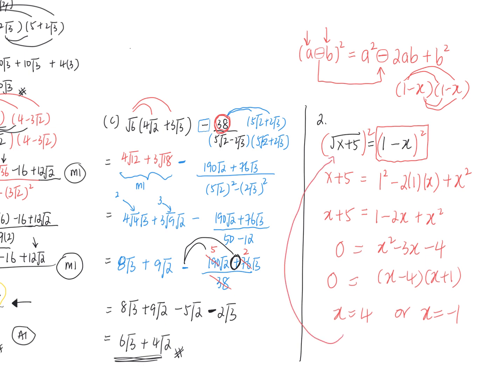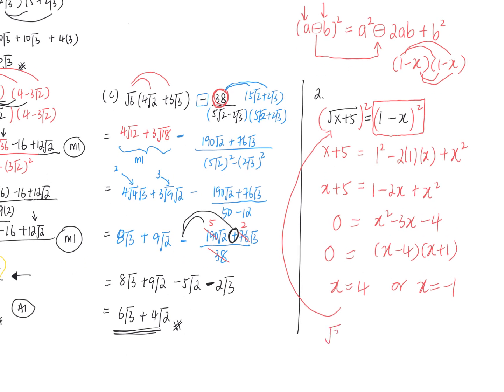If you put your 4 back into the equation, it will be invalid because square root 9 is not equal to negative 3. So this one must reject. It's invalid. But when you put in this, it gives you 2, and then 1 minus negative 1 is also 2. So you know this one is valid. So this is the only solution. This one you need to reject.